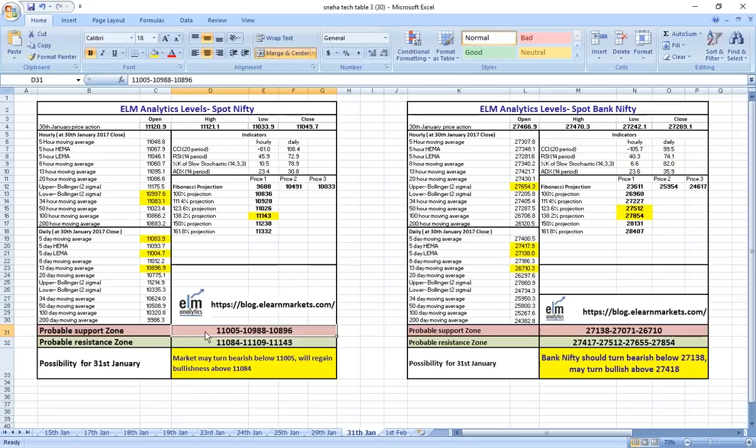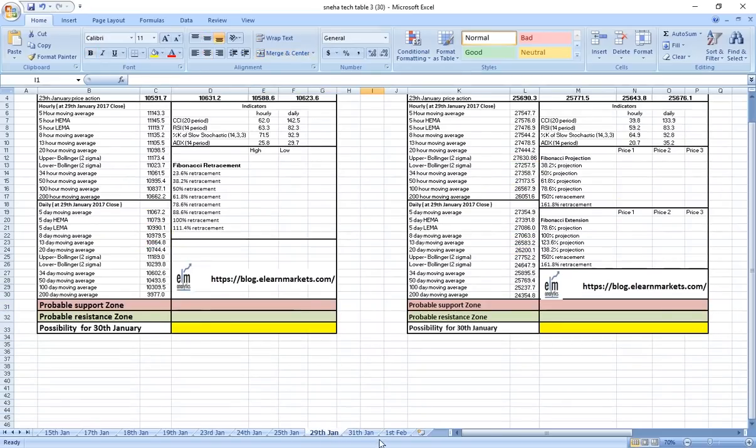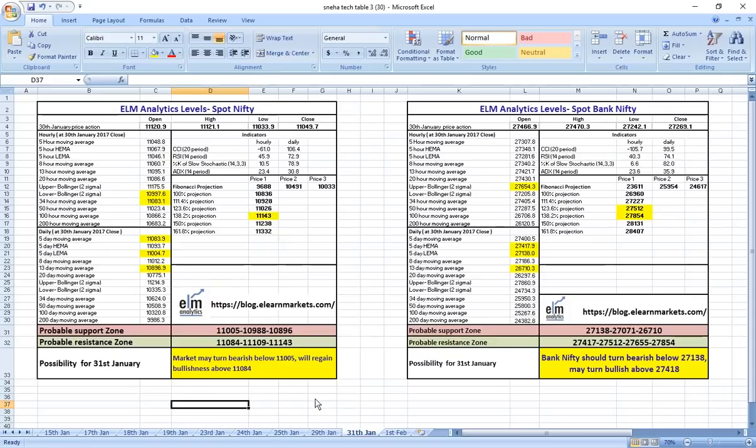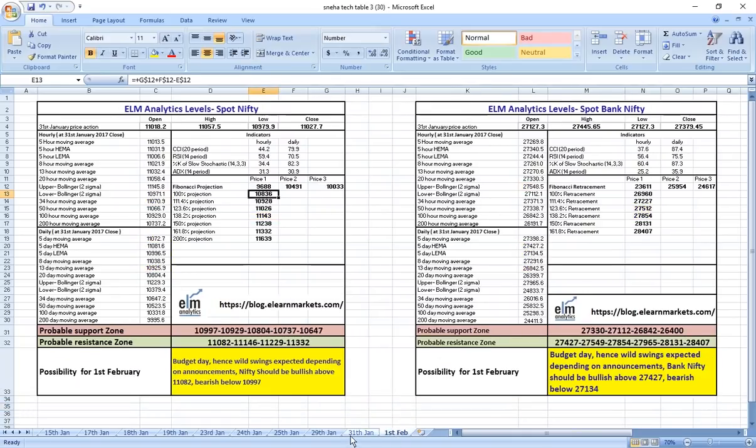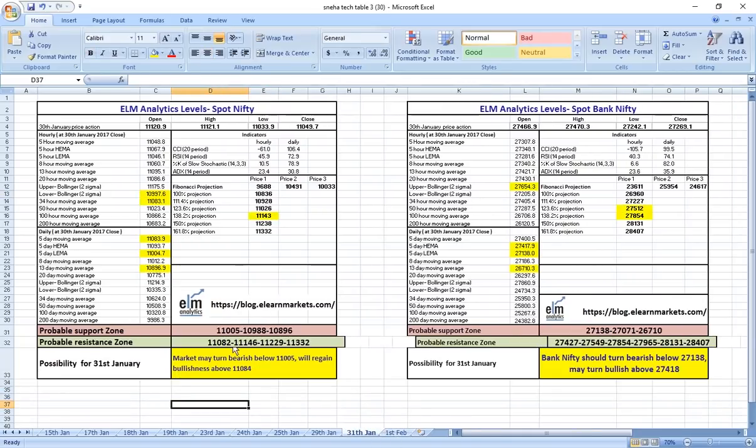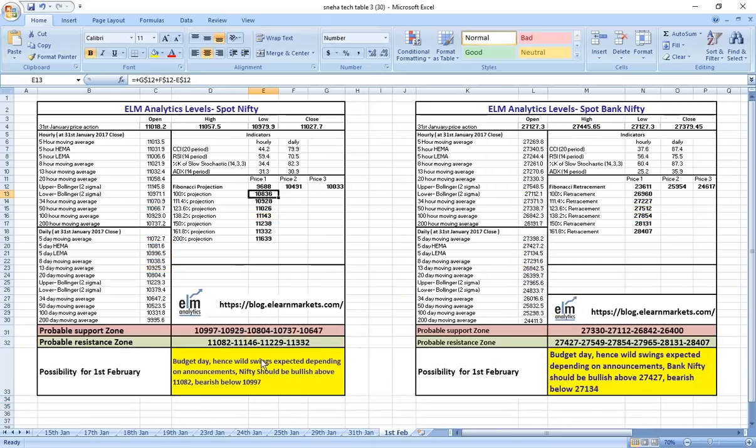Now these levels are based on the end of day technicals of the previous day. So suppose today is 31st Jan. So at the end of today's 31st Jan, we are giving the levels for tomorrow, right? Tomorrow may be a gap up or gap down day. Suppose tomorrow the market opens above 11082.